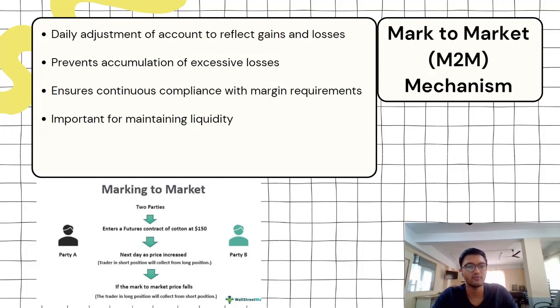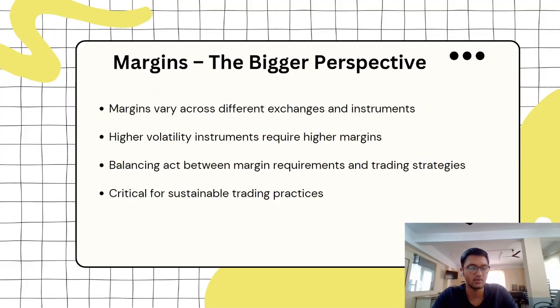So it is important for maintaining liquidity in the market. From the bigger perspective, margins vary across different exchanges and instruments. Higher volatility instruments obviously require higher margins, because margin is a cushion for brokers as well as for us to mitigate the risk of any huge losses. Brokers charge a higher margin on more volatile instruments and less margin on less volatile instruments.